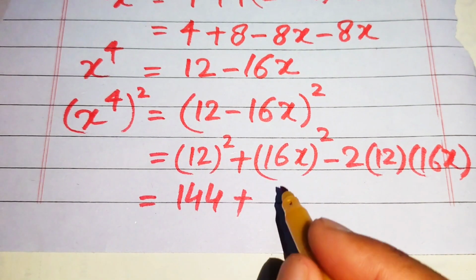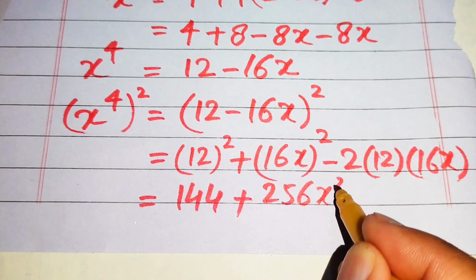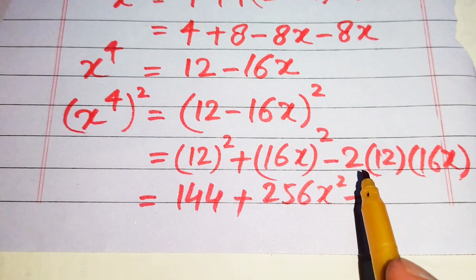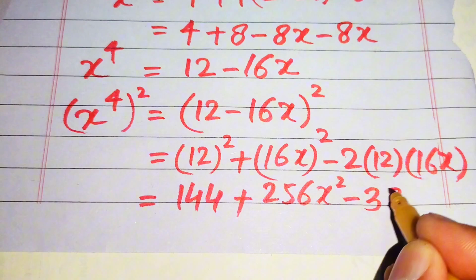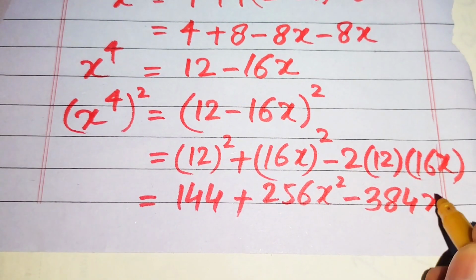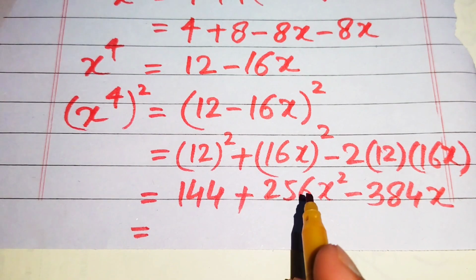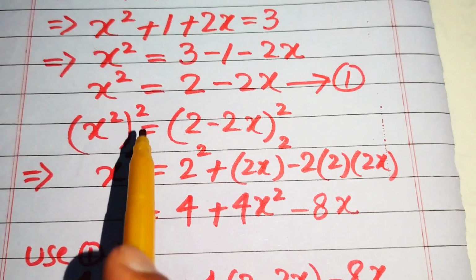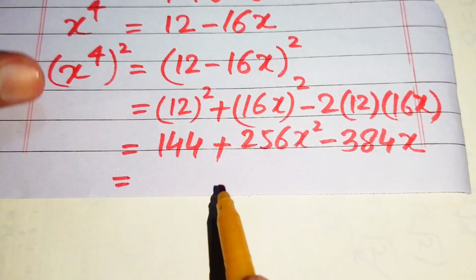So 16 squared equals 256, and it's x squared minus, here we multiply 2 times 12 times 6, which equals 384x. Here again we use the value of x squared, and we know that x squared equals 2 minus 2x. So we use this value of x squared here.